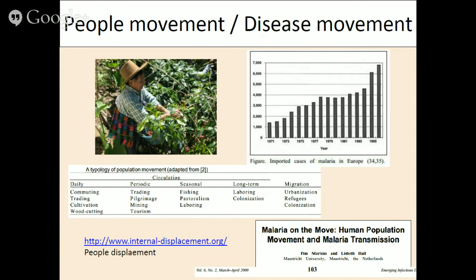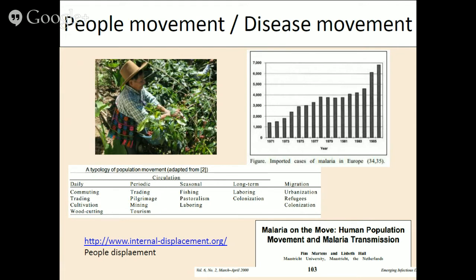And here I would like to use as an example the people in Guatemala that travel from the north to the south of the country, where the social and the environmental conditions are pretty different, but they do this massive movement to harvest sugarcane or coffee, for example. So that's an example of seasonal people movement.